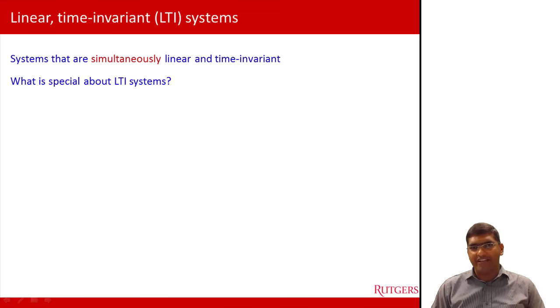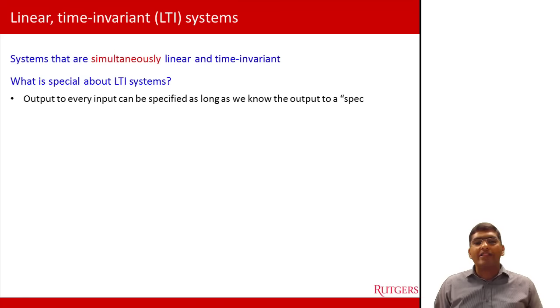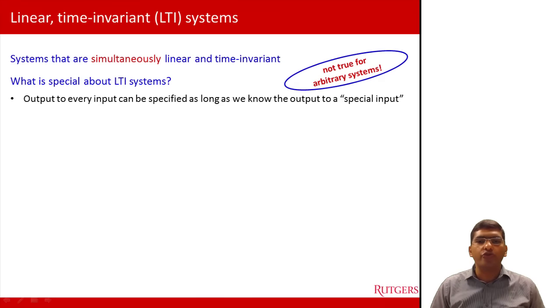Now, what is special about LTI systems? So why are we talking about LTI systems? Remember, we said that to characterize a system, you need to know the output of the system to every possible input. That's what it means to characterize a system. Well, for LTI systems, it turns out that the output to every input can be known, can be specified, as long as we know the output to one input, one special input. If we know the output to one special input, we know the output to every possible input. Again, this is not true for arbitrary systems. This is a special property of LTI systems.